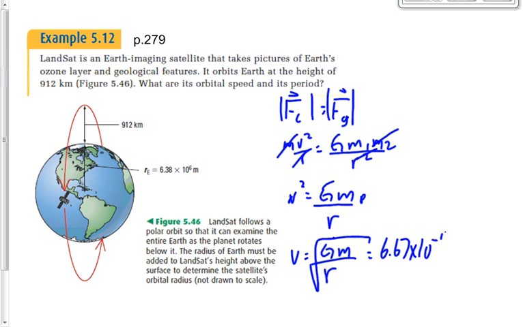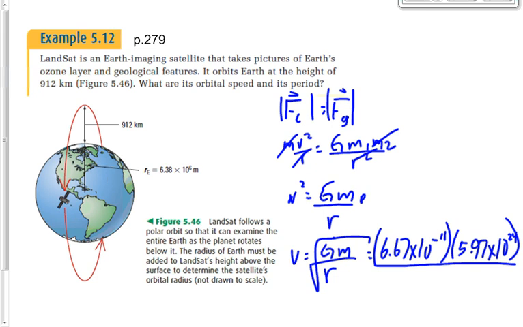6.67 times 10 to the minus 11 times the mass of the producer, which in this case is the Earth. 5.97 times 10 to the 24. Where do we get that number from, by the way? It's in your textbook and it's on your data sheet, right?